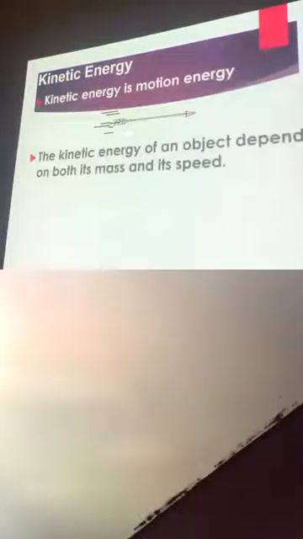So again, we said the kinetic energy is in motion. Right here, this is a bow. It has been let go, and the kinetic energy of an object depends on 2 things. Those 2 things are mass and its speed. The more mass it has and the more speed it has, the more kinetic energy it has.